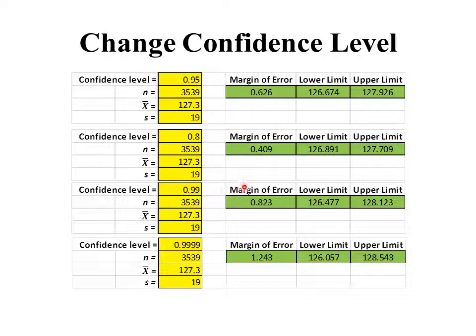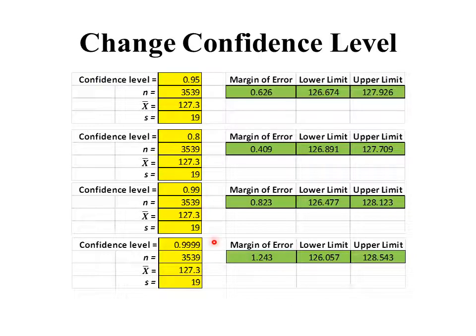Now let's increase our confidence level. Let's suppose we choose to use a 99% confidence level. Look what that does to the margin of error. It went from originally 0.6 up to 0.8, so we have a much bigger margin of error, and that's going to give us a wider confidence interval.